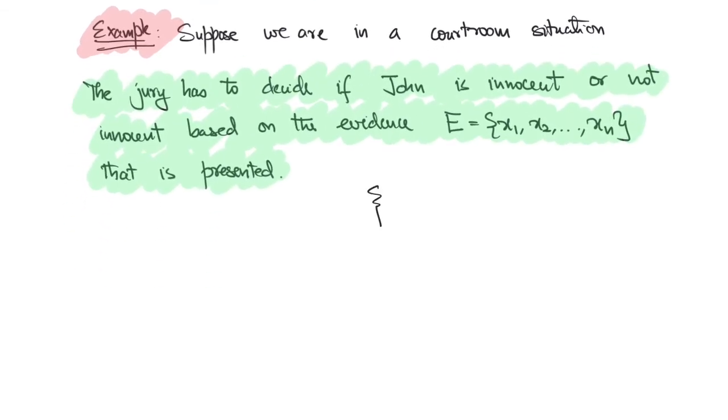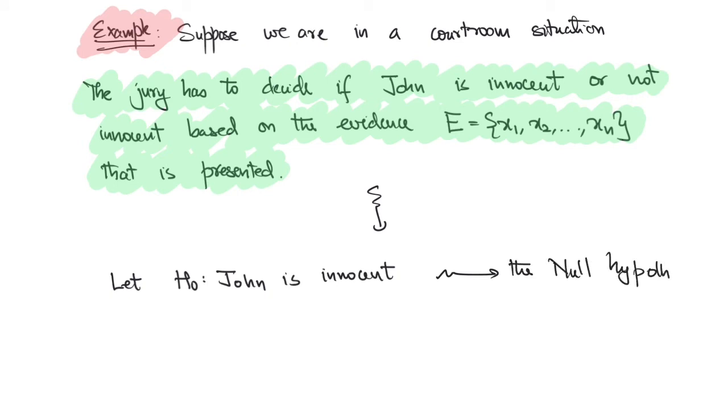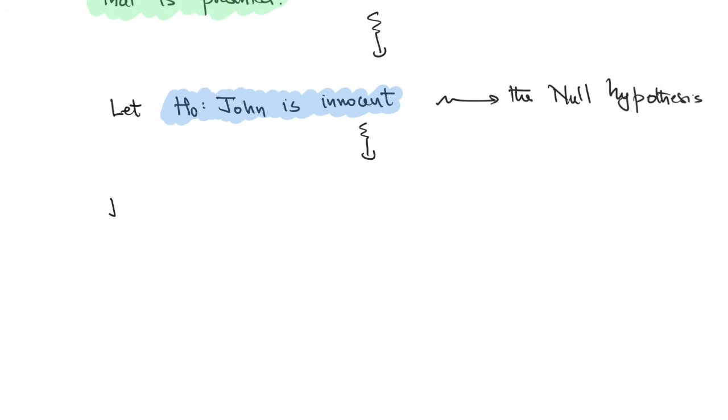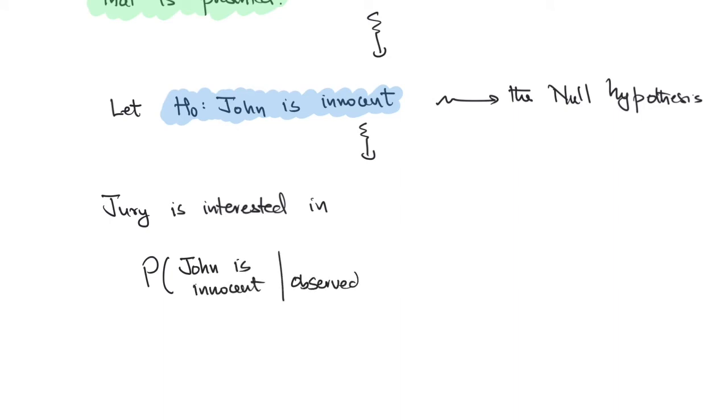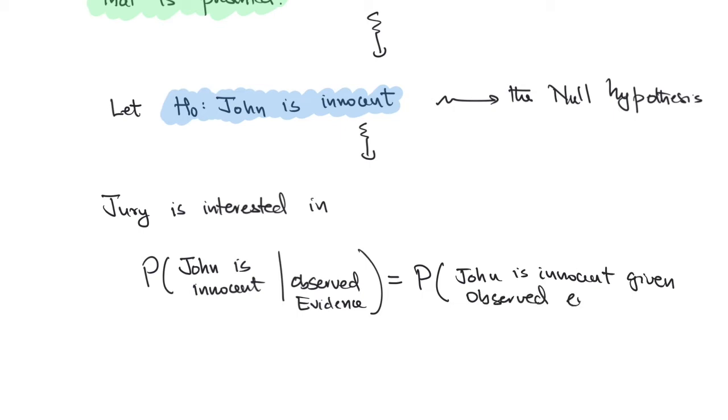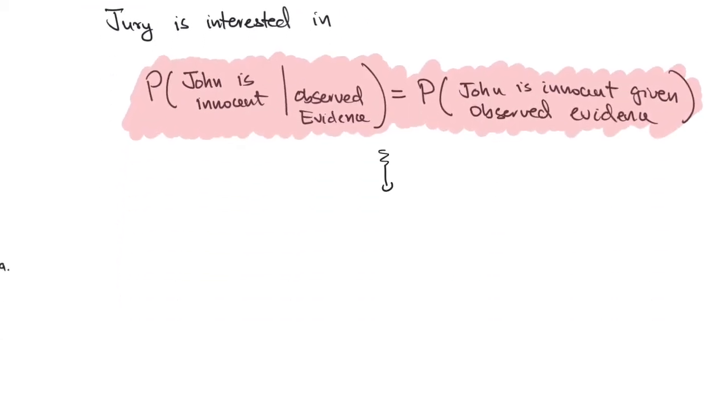and we will set up the null hypothesis to be that John is innocent. In this setting, the jury might be interested in the probability that John is innocent given the observed evidence. If this probability is high, the jury acquits John. If the probability is low, the jury decides to convict him. As you can see, this probability statement is quite easy to interpret. However, it's very difficult to actually compute such a probability.